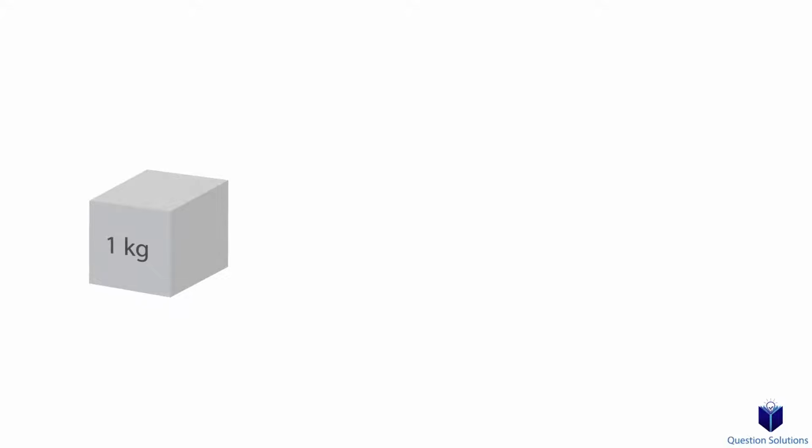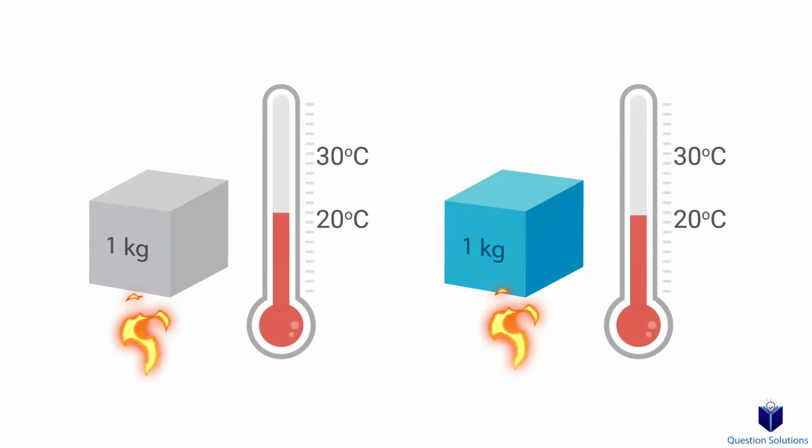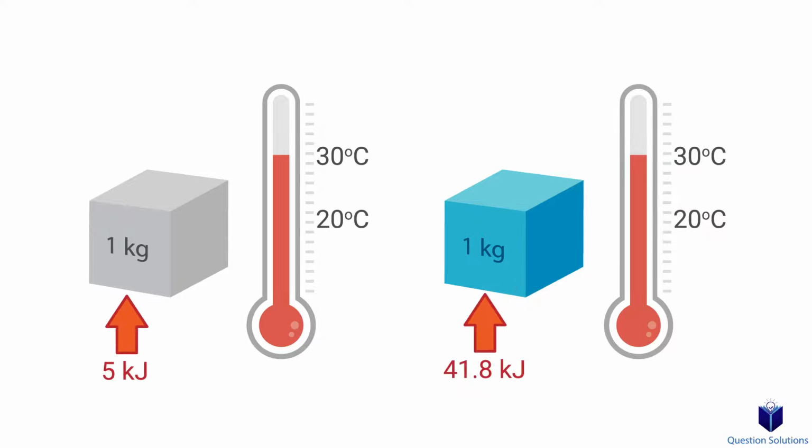Imagine in front of you there is 1 kilogram of steel on one side and 1 kilogram of water on the other. If we add heat to these two objects, in other words, a constant input of energy, we intuitively know that the steel will heat up faster than the water. In fact, if we wanted to raise the temperature from 20 degrees to 30 degrees Celsius, it would take 5 kilojoules of energy for the steel and 41.8 kilojoules of energy for the water.